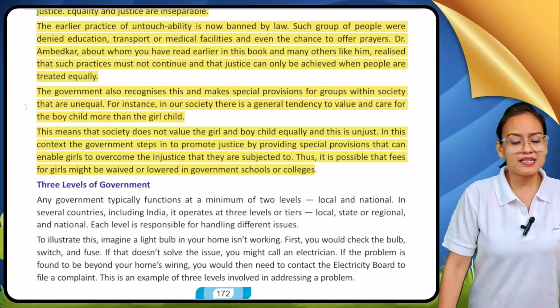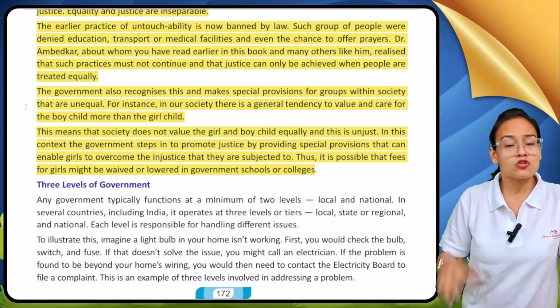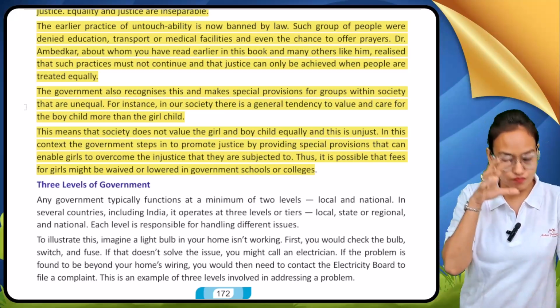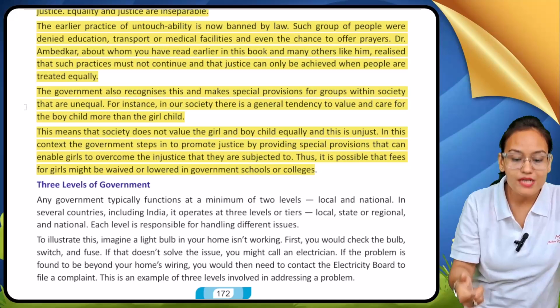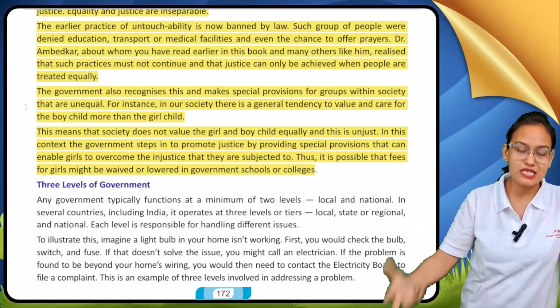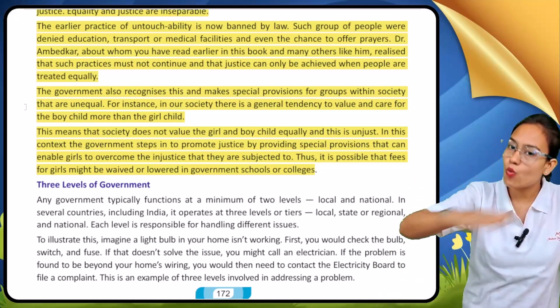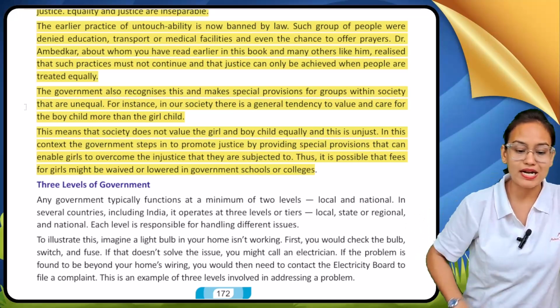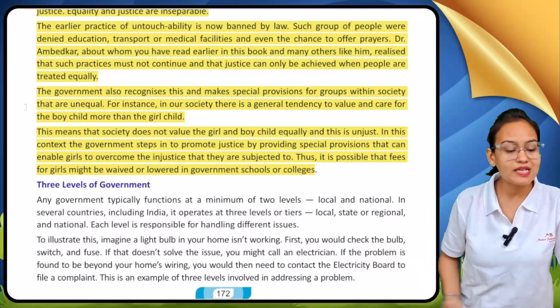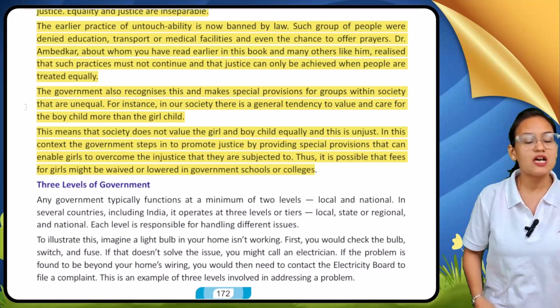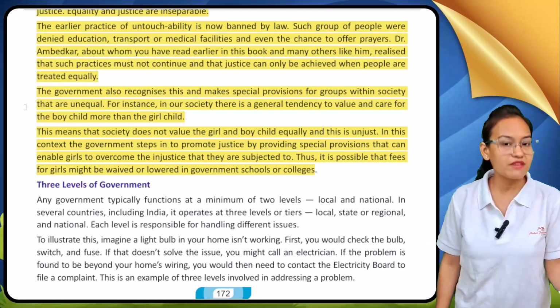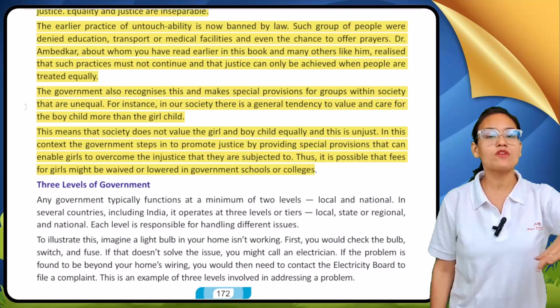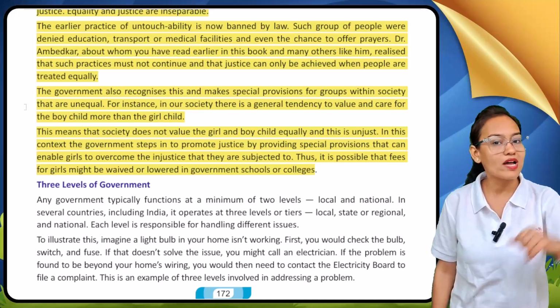Okay, in this context, to solve this type of problem, our government started promoting justice in the direction of giving equality between boy and girl child. So it is possible that fees for the girl child might be waived. Now in what way is the government bringing equality between boy and girl child?